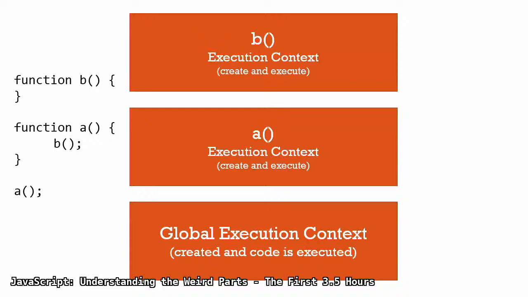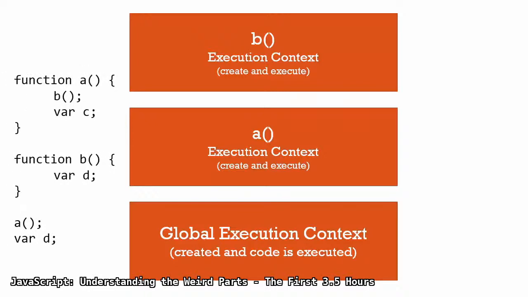Notice that this doesn't matter. The order lexically doesn't matter, nor does the rest of the code that happens to be surrounding those function calls. For example, let's suppose we put A above B and we had some other code surrounding these function calls. That doesn't matter, because even though lexically A is above B, remember what's happening. Both of those functions are already in memory during the create phase of the initial global execution context.